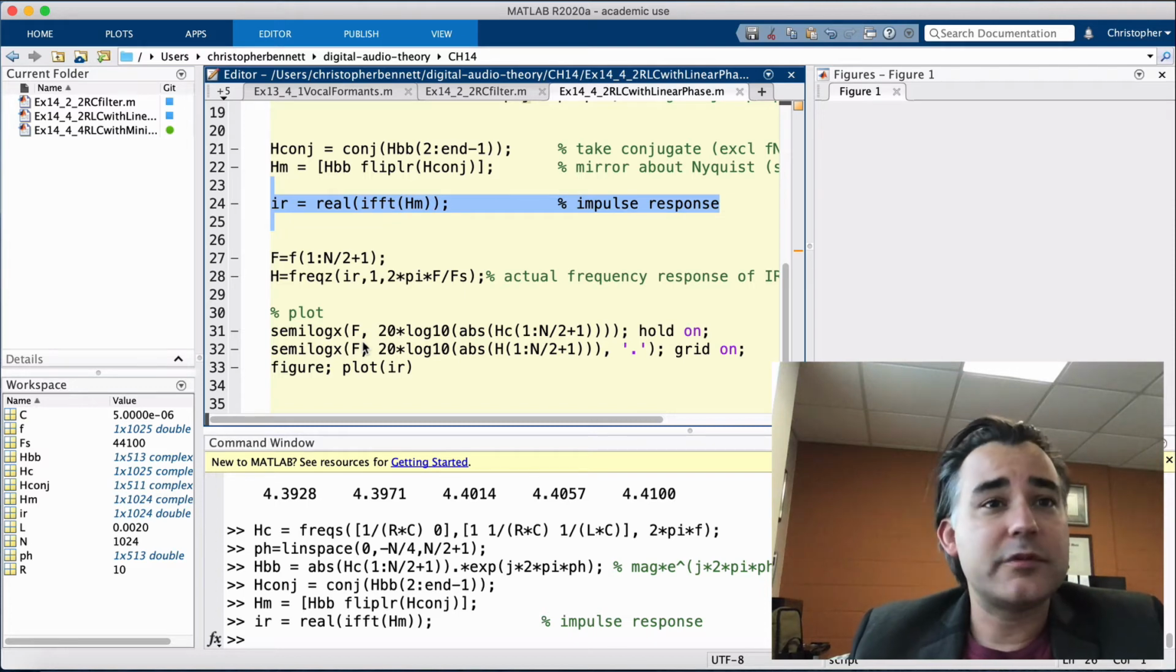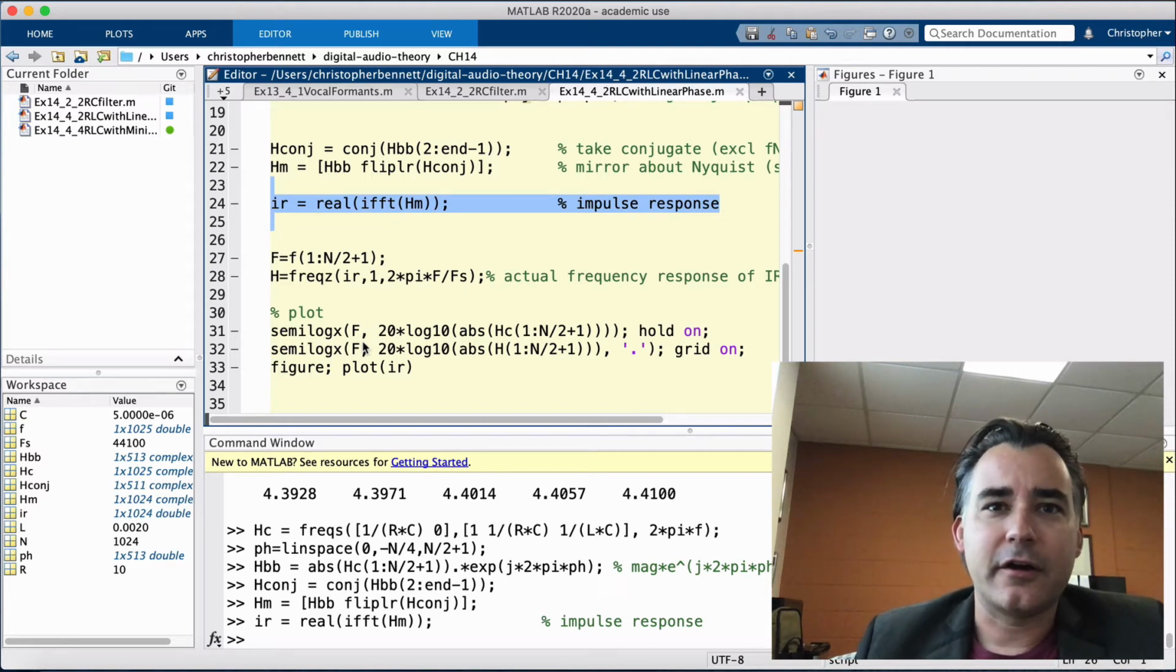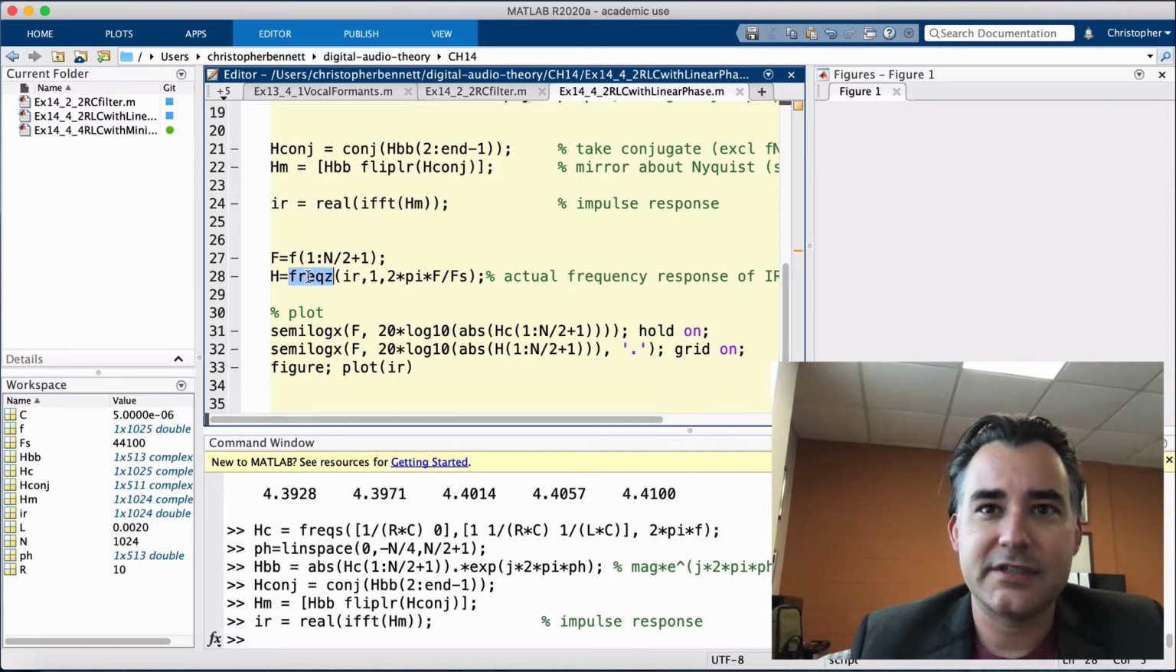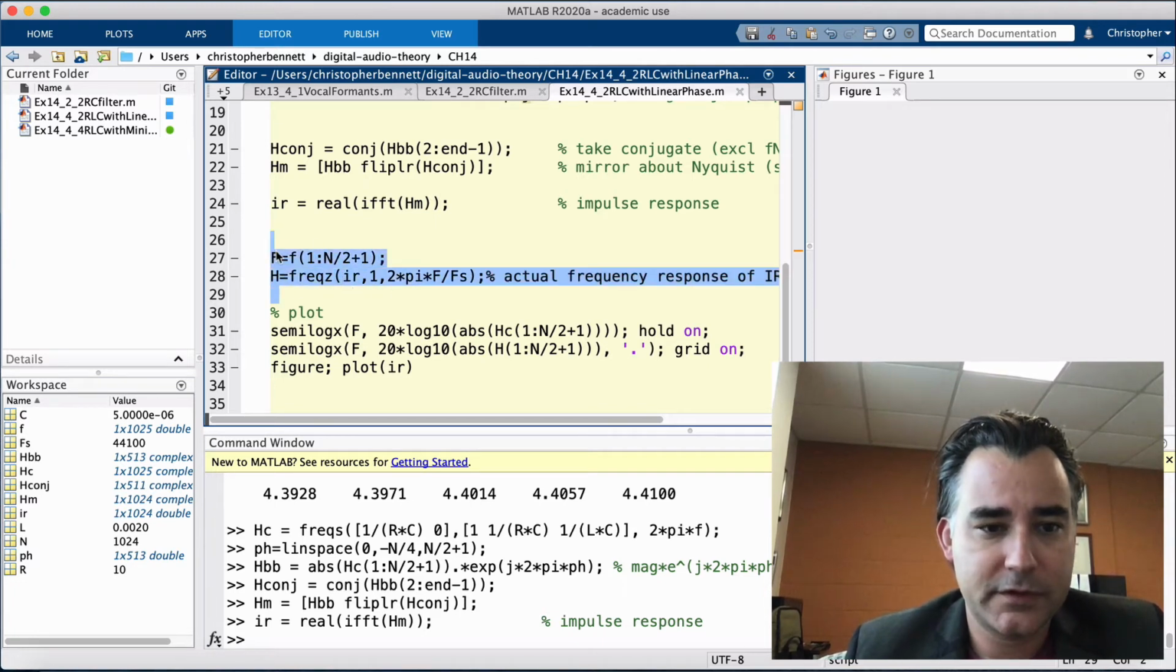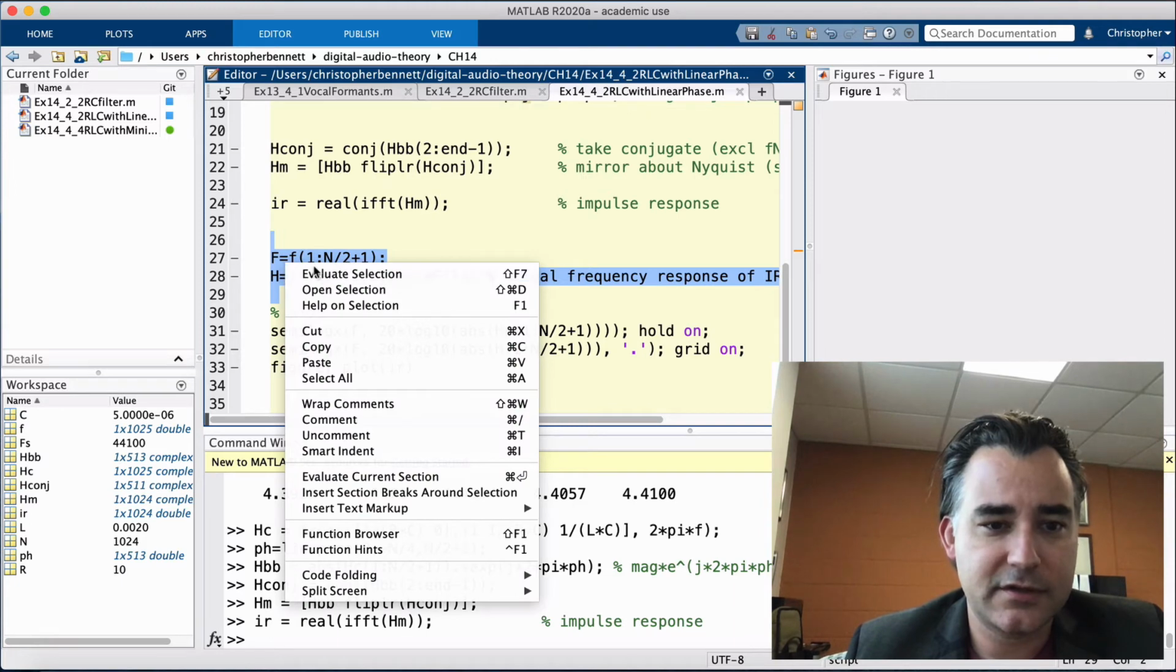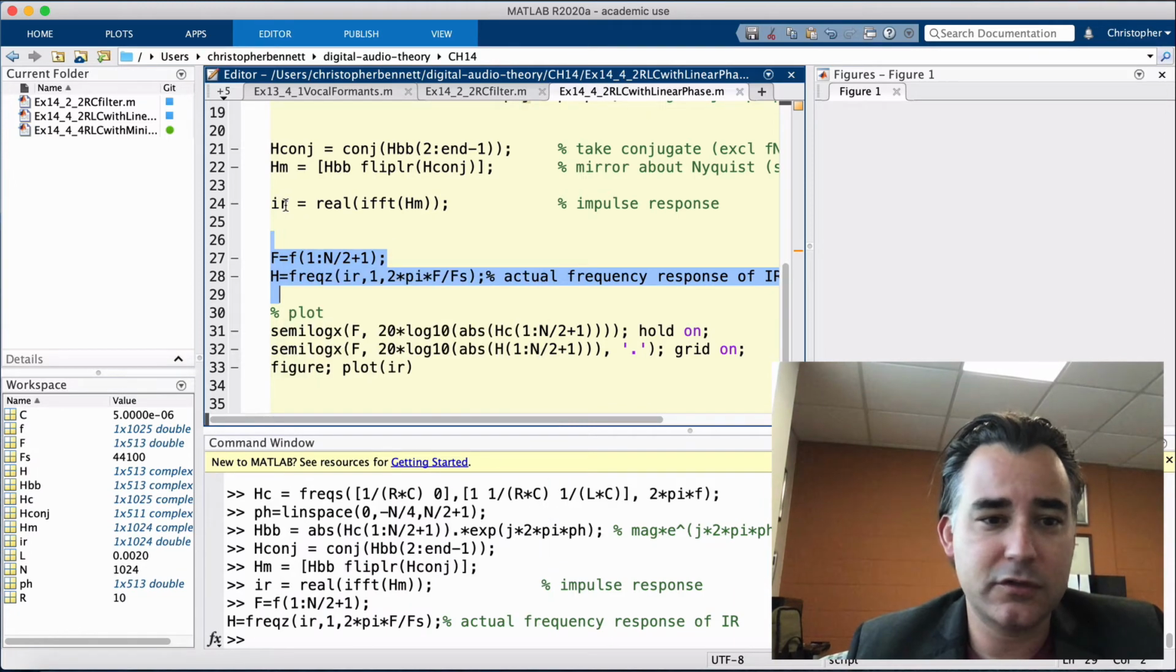So let's double check this IR. We're going to take the IR, compute its digital frequency response with freqz, and compare its magnitude to the original analog prototype. So here's our frequency response of this impulse response that we're going to use as our coefficients for our FIR filter.